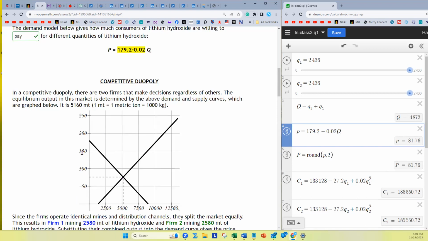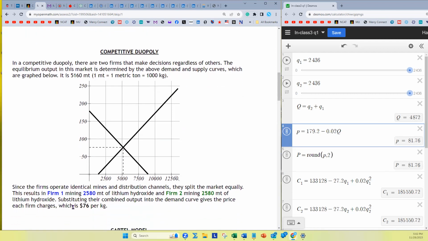This axis is price, this axis is quantity, this is supply, this is demand, and they intersect at these dashed lines, right? This dashed line is the market price, and the market price is $76, right? So graphically, visually, that looks like $76, right?